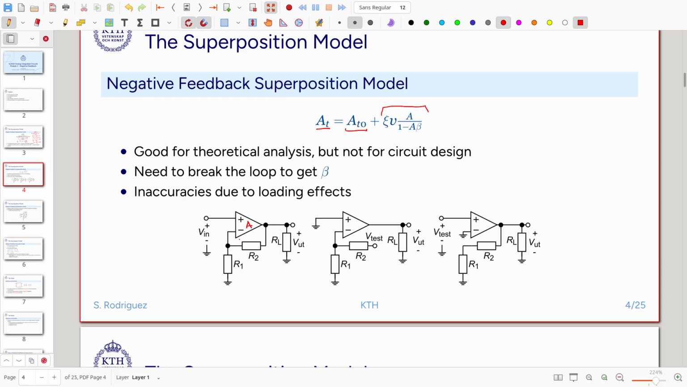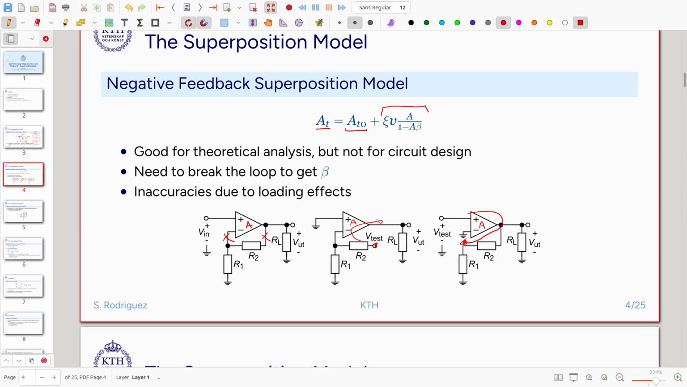At some point we will need to break the loop in order to do the analysis using this equation, and then we need to select where to break the loop. One option is to break it here. So this is what we have done here. Introduce a test voltage here, and then follow the loop in this direction. That is one option. Another option will be to break the loop here, as I have done here, and then analyze all the loop here in this direction.